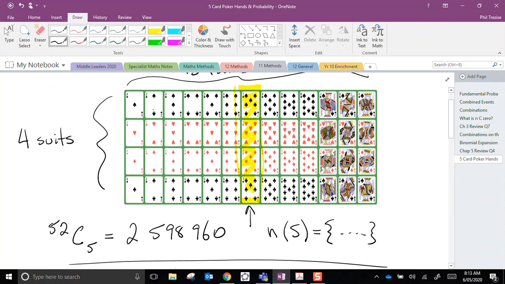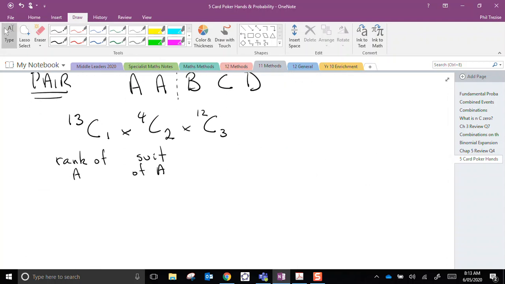But I could choose from any of the other 12 ranks available. And there are 3 cards to choose. That's nice. I'll make a note here. This is the ranks of B, C, and D.